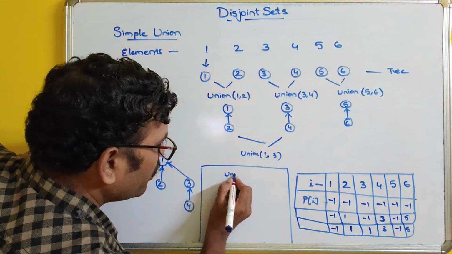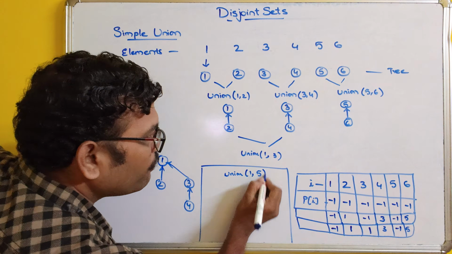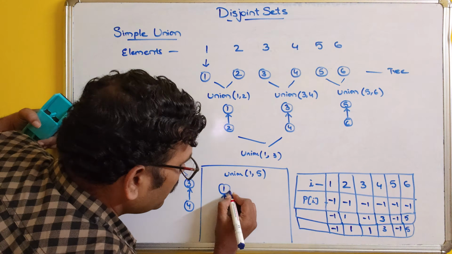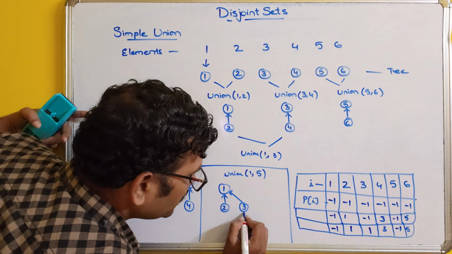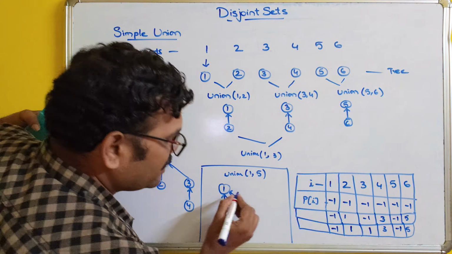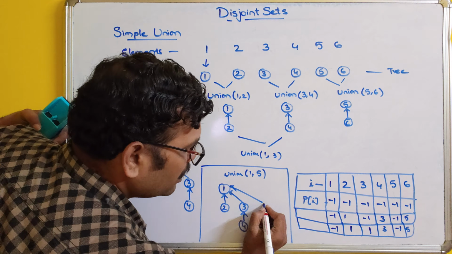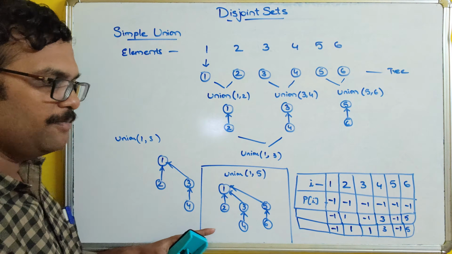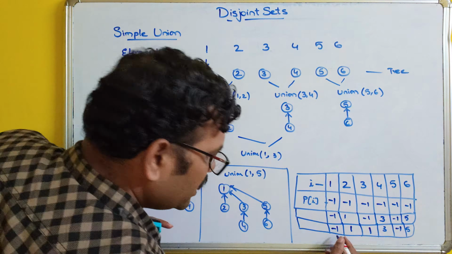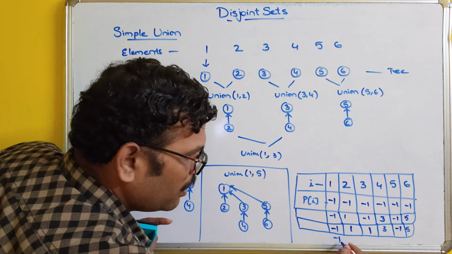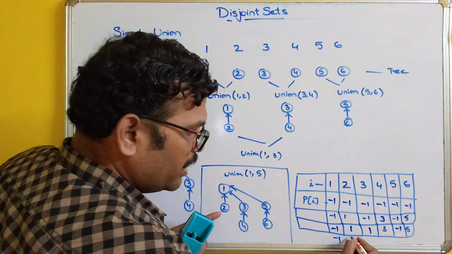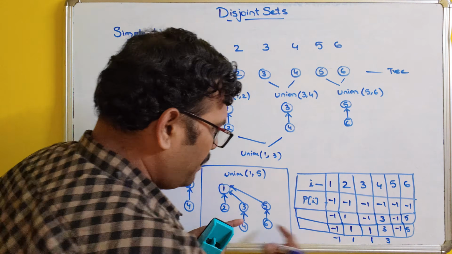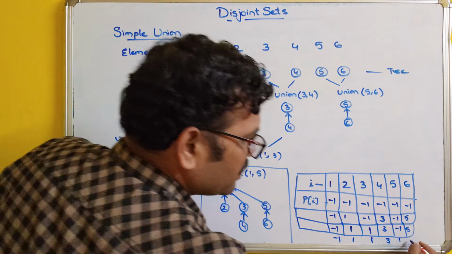See, union of 1 and 5. So 1 is this one, which gives a child 2, another child 3 which is having a child 4, and now 5 and 6. One more child you can give, it's 5, and it can give 6 as a child. Now again update the parent table. Parent of 1 is -1. Parent of 2 is 1. Parent of 3 is 1. Parent of 4 is 3. Parent of 5 is 1. Parent of 6 is 5.